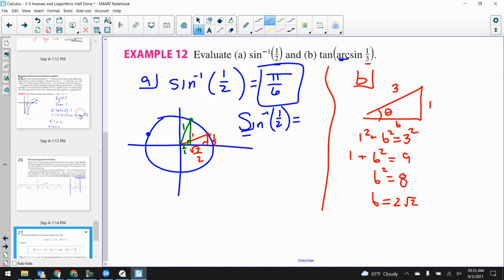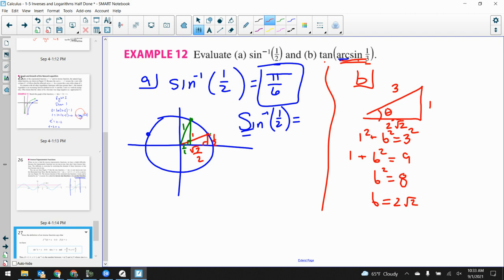Now, how does that help us? Well, once I know that my b value is, not radical 2 over 2, excuse me, 2 radical 2. Thinking too much unit circle. All I want to do is find the tangent of that angle. See, look at the notation here. This is going to produce me the angle, but in the end, all I want to do is take that angle and find the tangent of it.